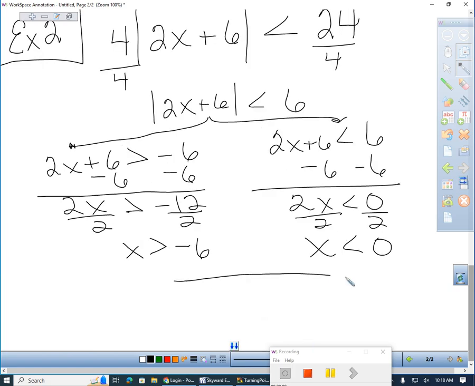On my number line, at negative 6, do I have an open or closed dot? Open, and it goes to the right. At 0, do I have an open or closed dot? And it goes to the left. So you can see all my interval is sandwiched between 2 endpoints. This is an AND problem. It goes from negative 6 to 0.